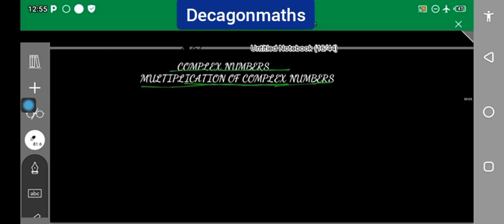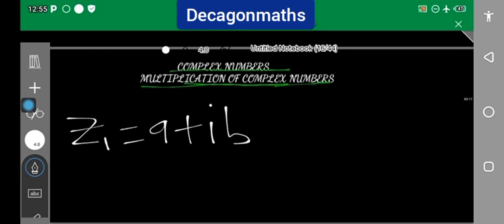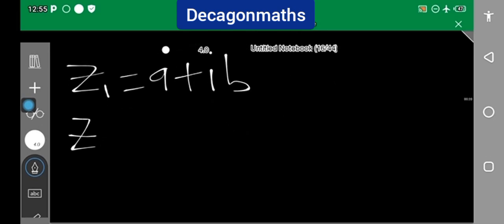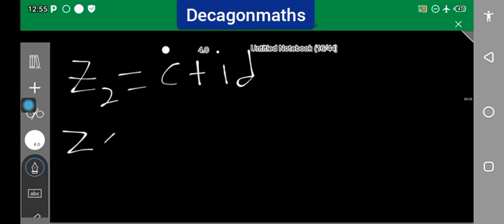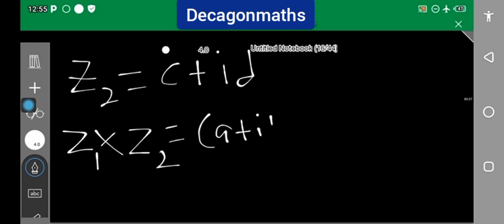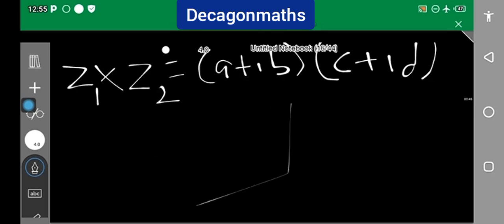So we're going to start with two complex numbers. We're going to define two complex numbers. Let's say we have Z1 equals A plus iB, and we have Z2 equals C plus iD. So we are going to multiply these two complex numbers. That is Z1 multiplied by Z2 will equal A plus iB multiplied by C plus iD.